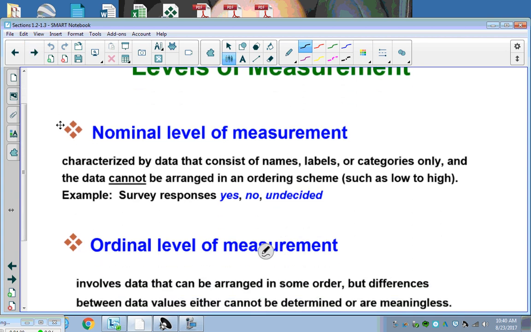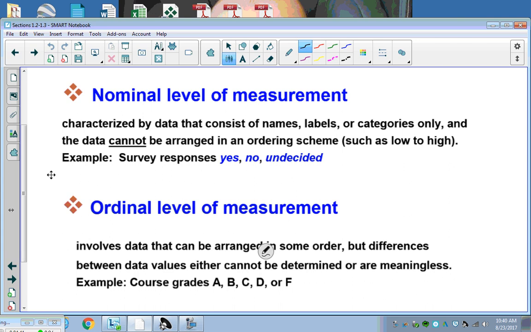So here we go to the levels of measurement. Sometimes these get a little confusing. Nominal level: things that cannot be put in order. They would be meaningless to be put in order. Okay, that would be nominal. And we usually think about that as being categorical. Ordinal level: it can be arranged in order, but the distances between them aren't necessarily meaningful.